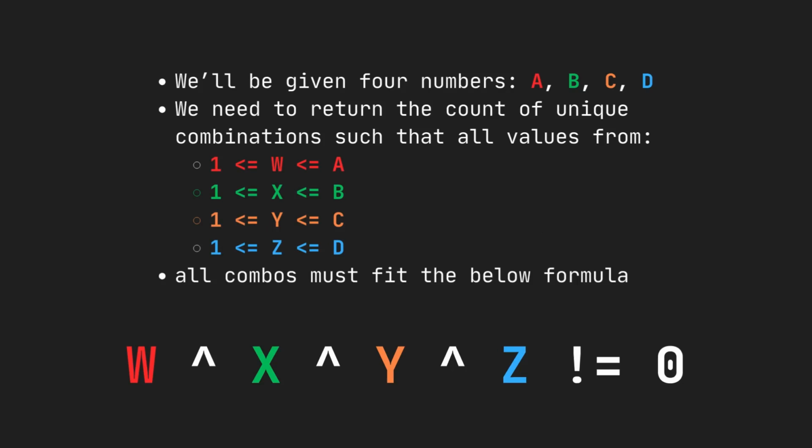We're told that a beautiful quadruple is a combination such that W XOR X XOR Y XOR Z is not equal to 0.